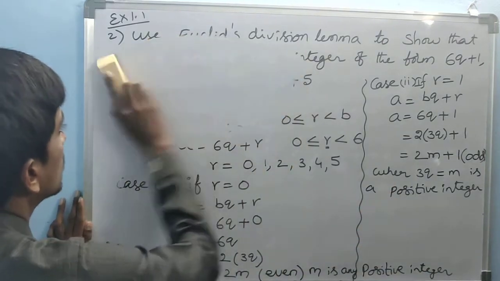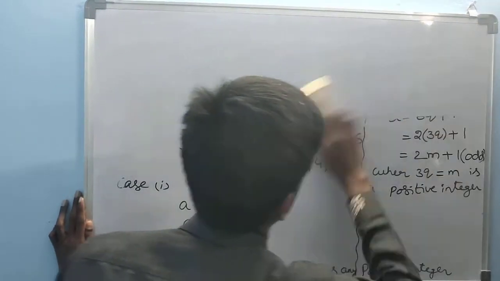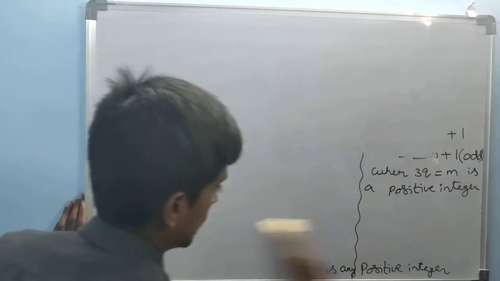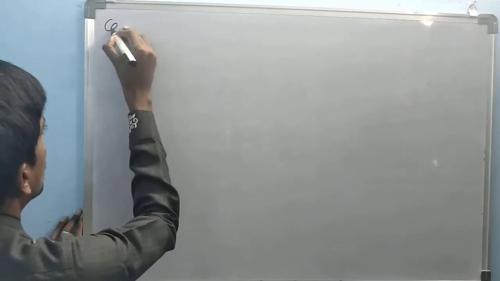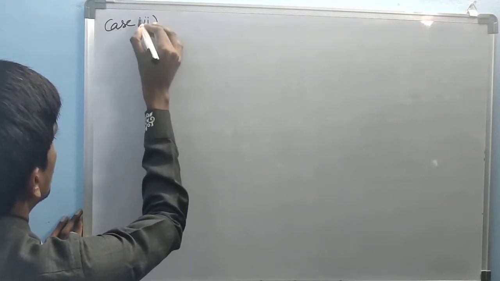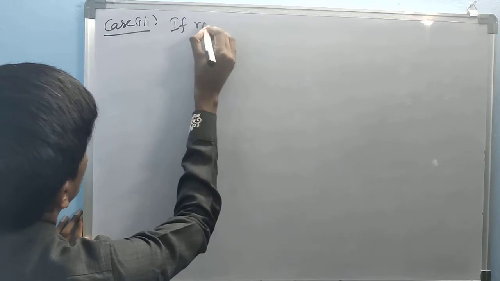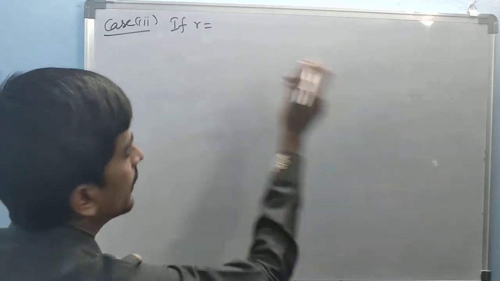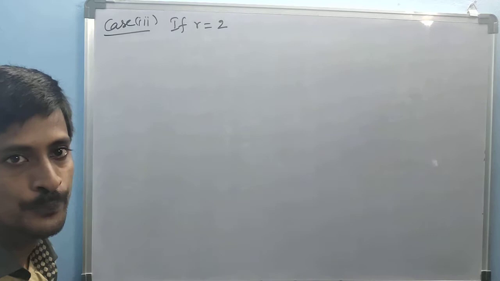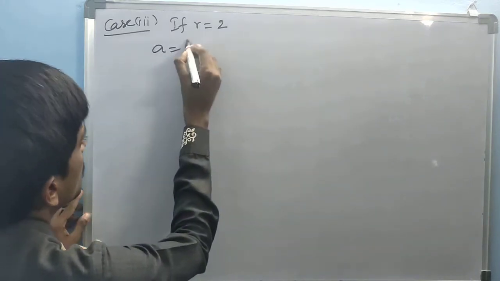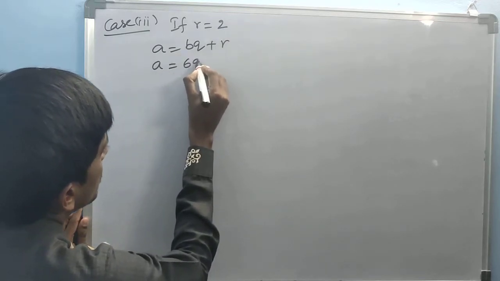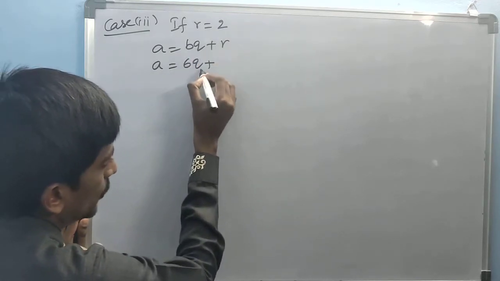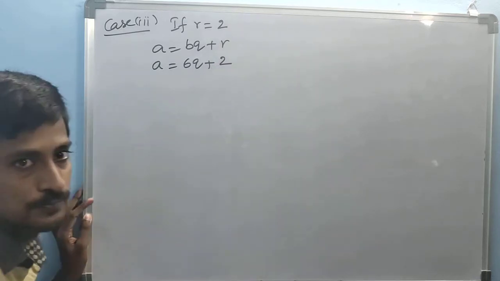Next, case 3. R equals 0 is completed, 1 is completed. Now R equals 2. A equals BQ plus R, so A equals 6q, B value 6, R equals 2.